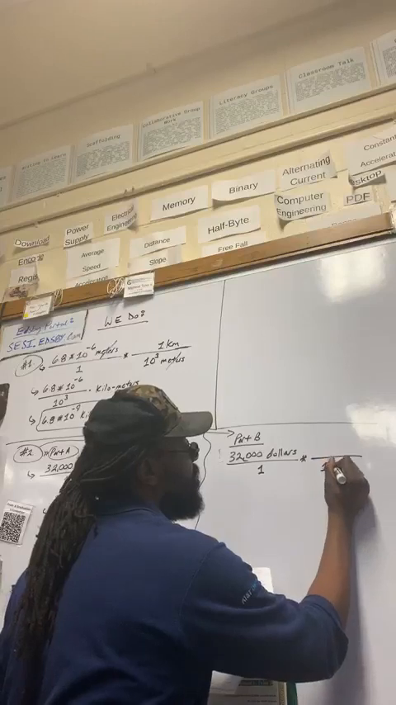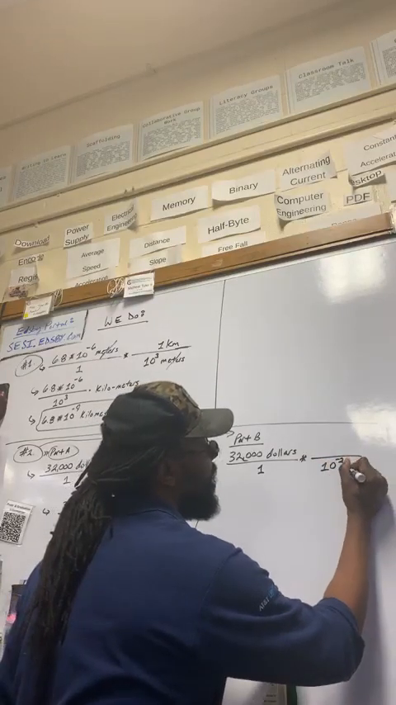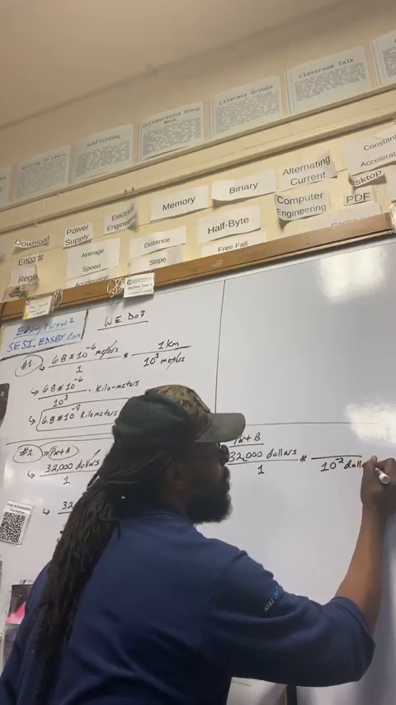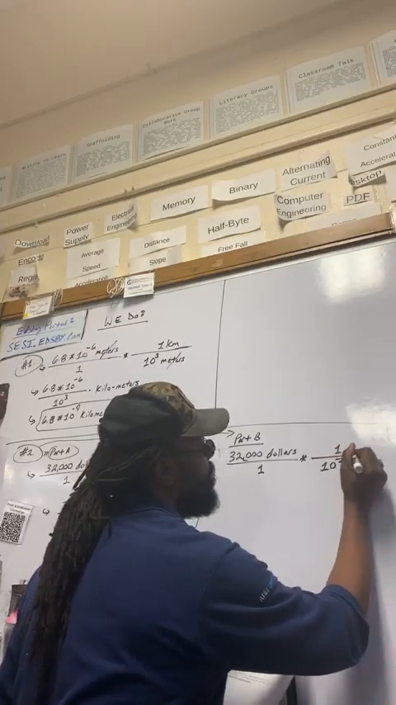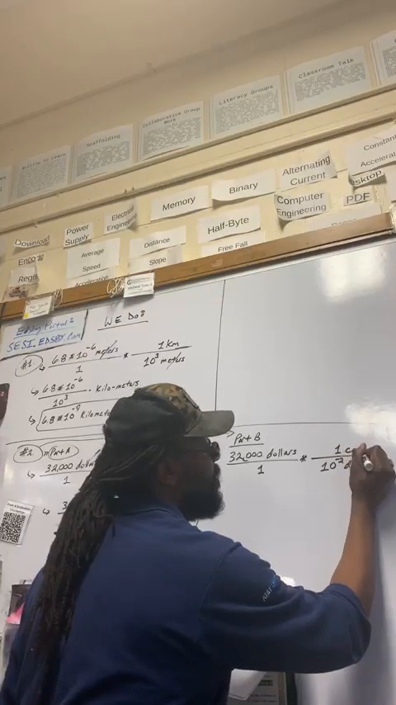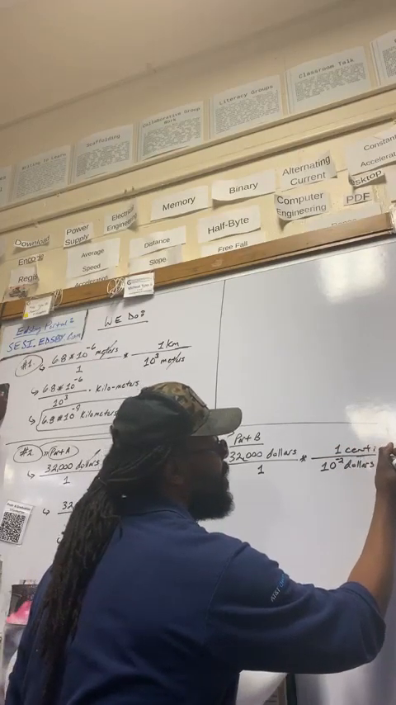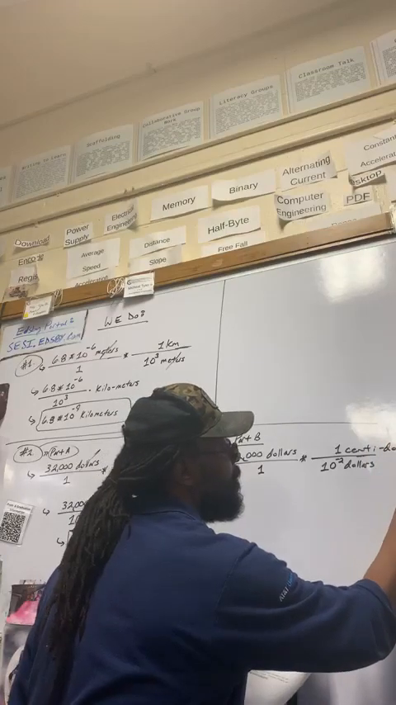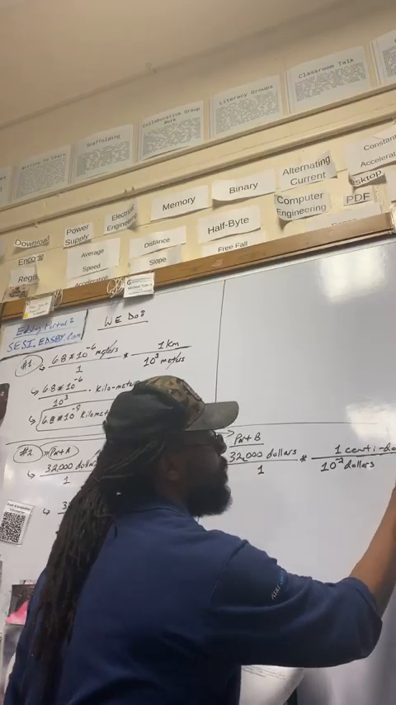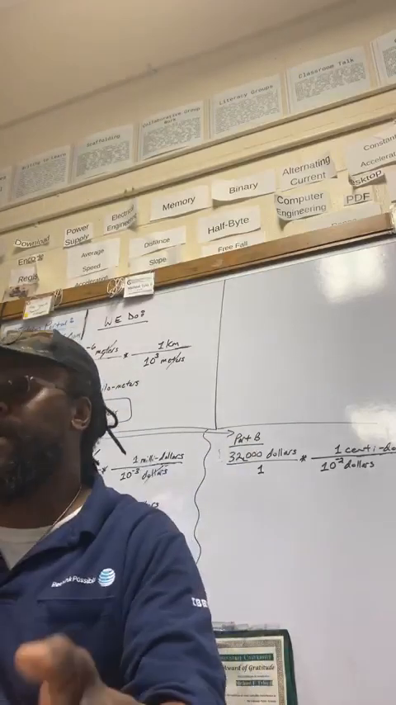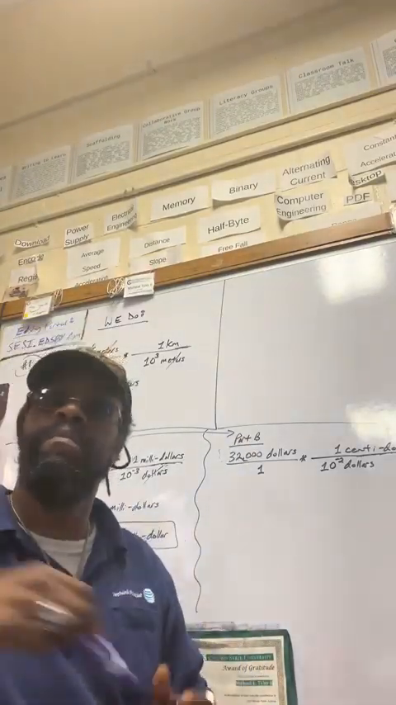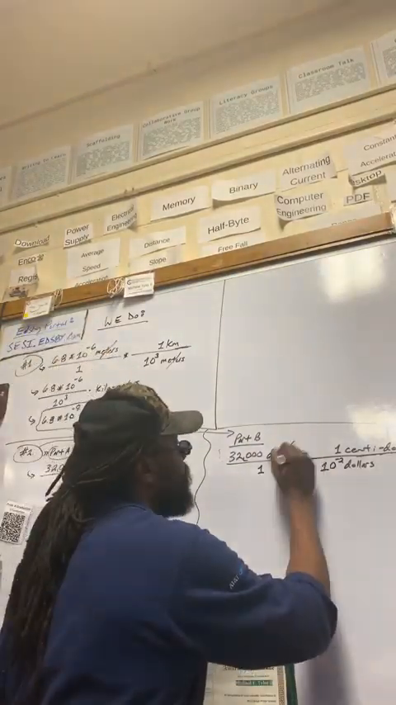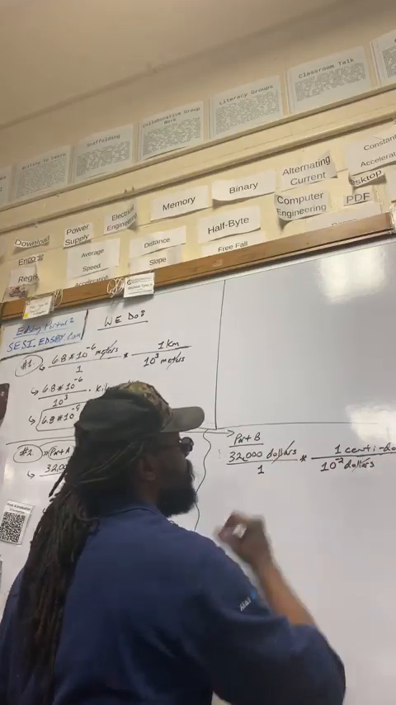Centi is 10 to the negative what? 2. Thank you over there. That's Nelson. 5 more points. So we know 10 to the negative 2 dollars is equivalent to 1 centidollar. Okay? We can cross out dollars yet again. So this crosses out and this crosses out.